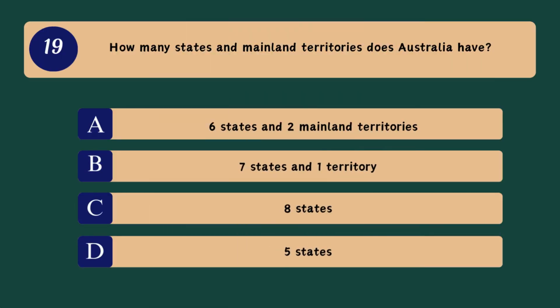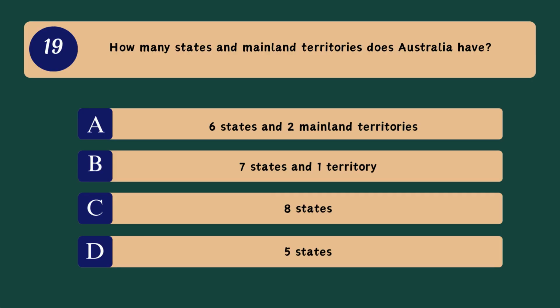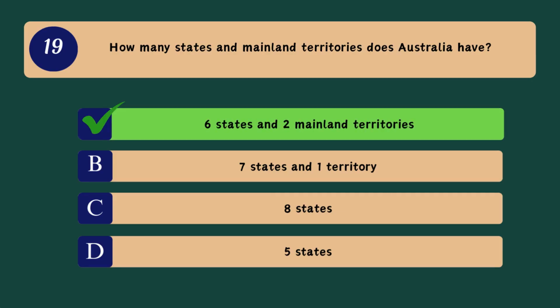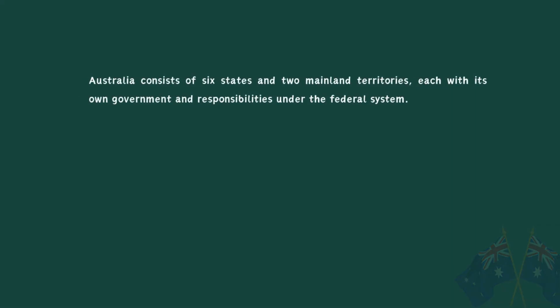Question 19. How many states and mainland territories does Australia have? A. 6 states and 2 mainland territories. B. 7 states and 1 territory. C. 8 states. D. 5 states. Correct answer. A. 6 states and 2 mainland territories. Australia consists of 6 states and 2 mainland territories, each with its own government and responsibilities under the federal system.